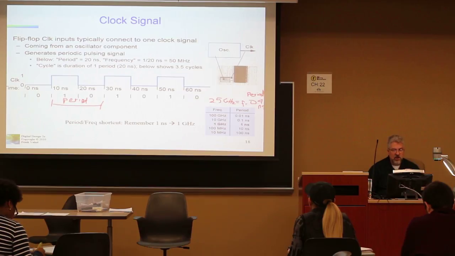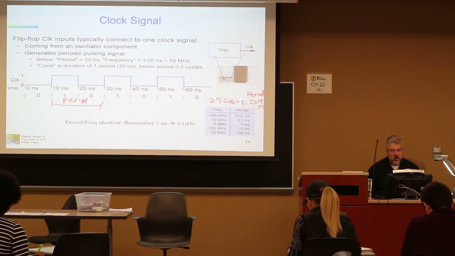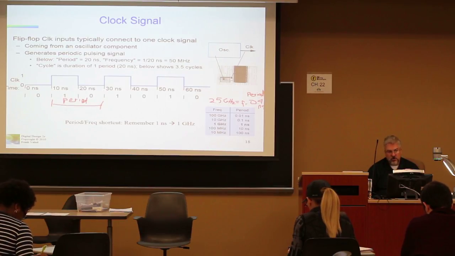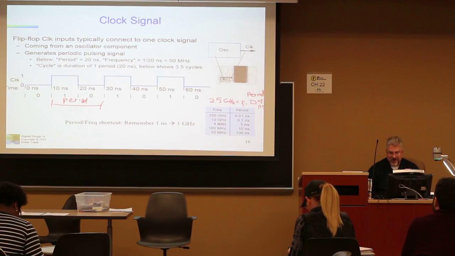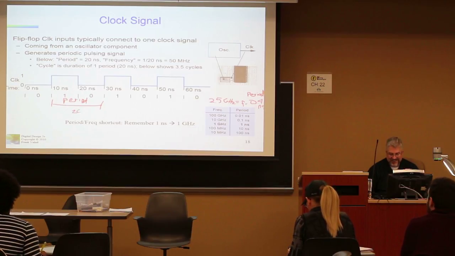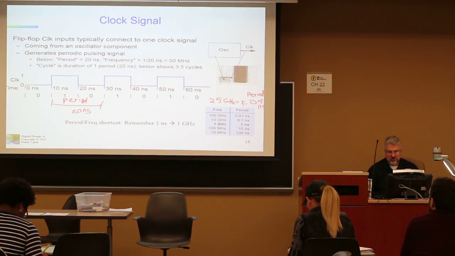So in this case, our period is what? This is at the 10 nanosecond mark, and this is at the 20 nanosecond mark. So our period is what? Come on, it's like addition. 20 nanoseconds. So you're just counting up how many nanoseconds between the rising edge and the rising edge.